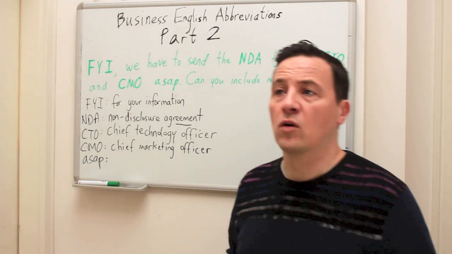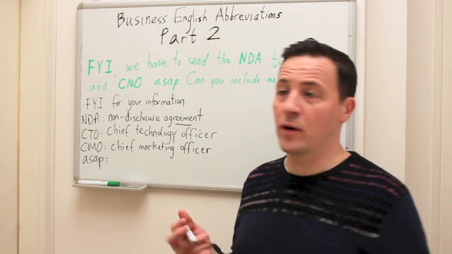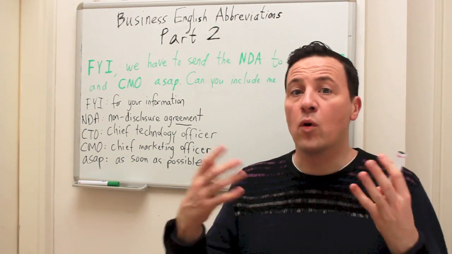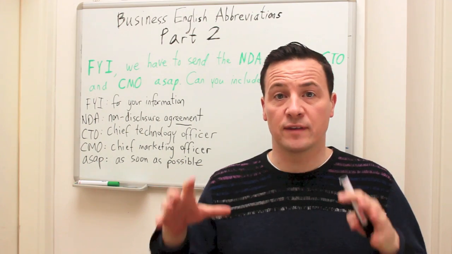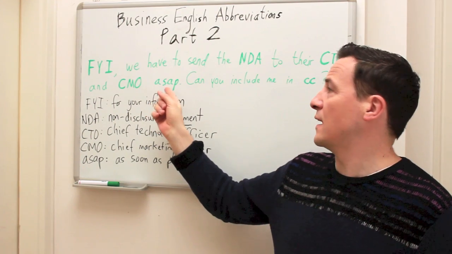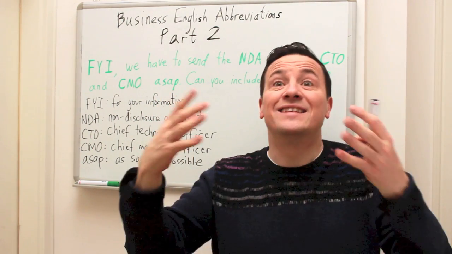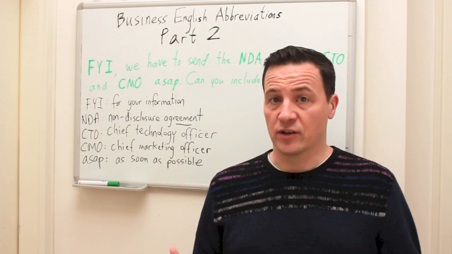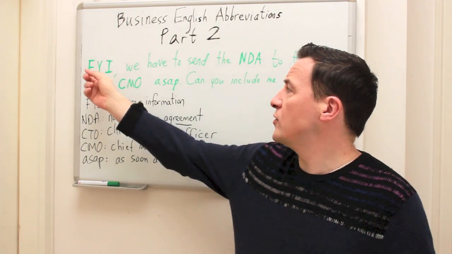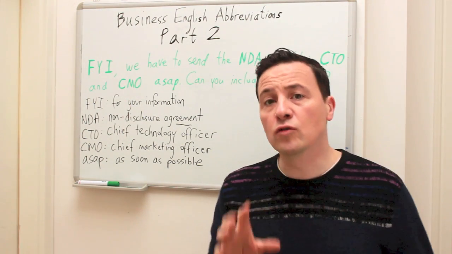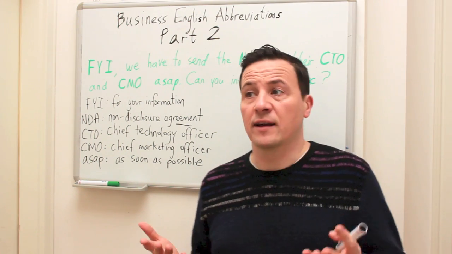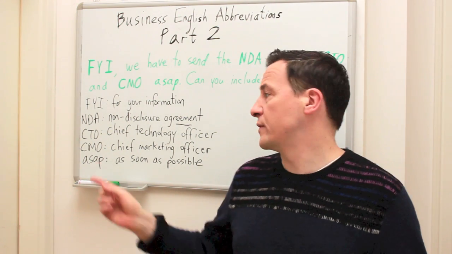The next one is ASAP. And ASAP, or some people say ASAP, is as soon as possible. So that basically means this is important, this is urgent, please do this now. So in this sentence, we have to send the NDA to their CTO and CMO ASAP. That means we have to send it today, or we have to send it now. It's very urgent, it's very important. Again, ASAP is similar to FYI. It's used a lot in neutral or informal business emails for writing, but sometimes people say that as well. Speaking in an informal way, you can also say ASAP.